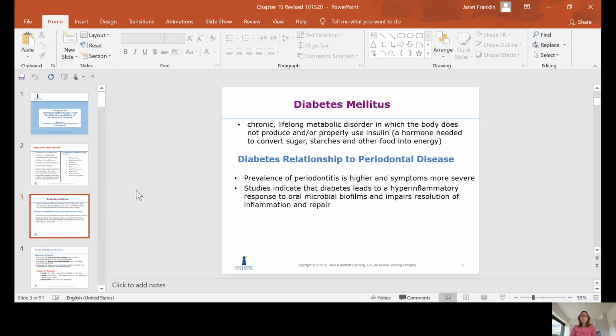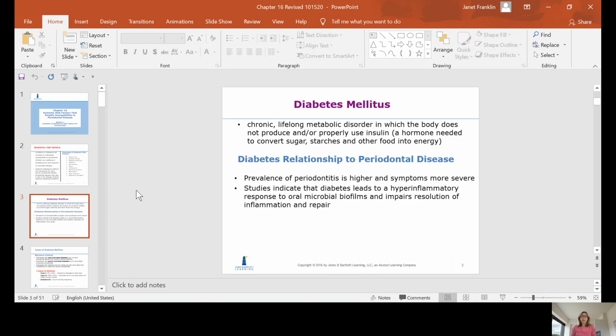Let's talk a little bit first about diabetes. It's a chronic, lifelong metabolic disorder in which the body does not produce or does not properly use insulin. So how does it relate to periodontal disease? The prevalence of periodontitis is higher and the symptoms are more severe. And studies indicate that diabetes leads to a hyperinflammatory response to oral microbial biofilms and impairs resolution of inflammation and repair. So diabetes has an effect in a couple of different ways.